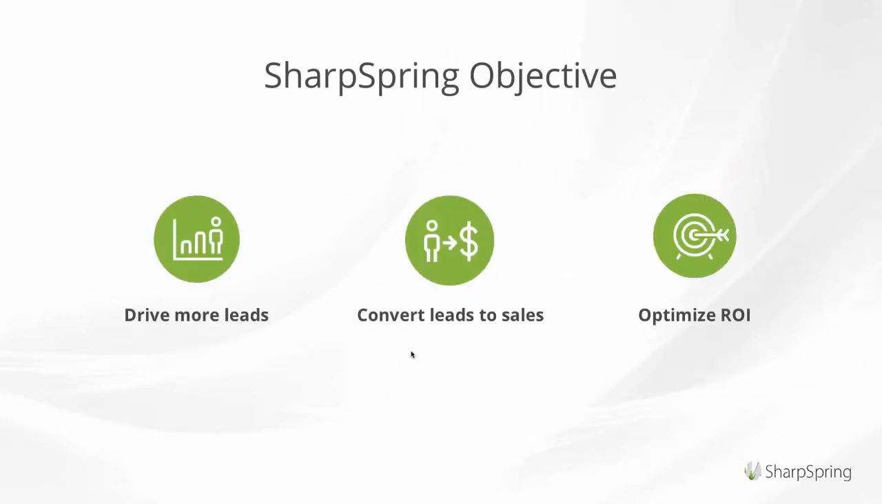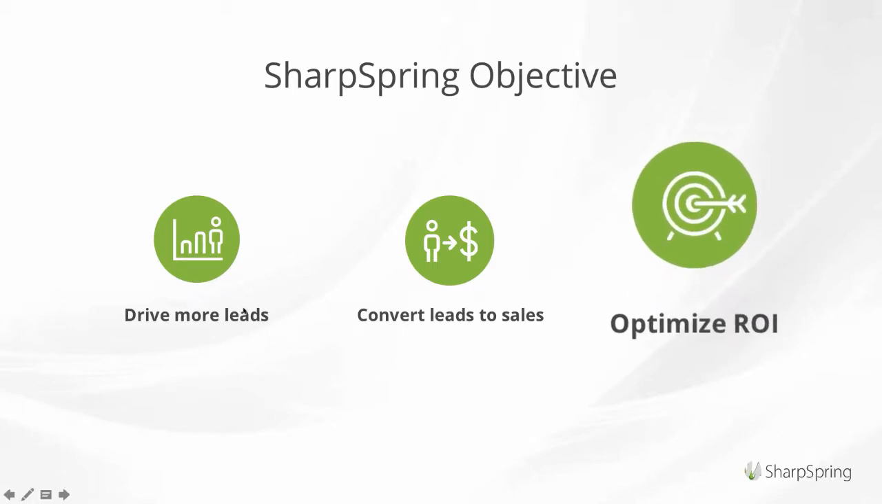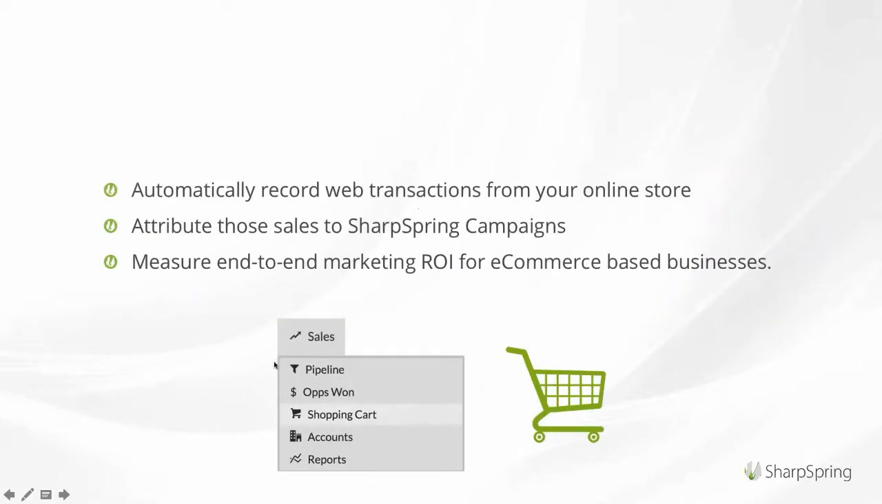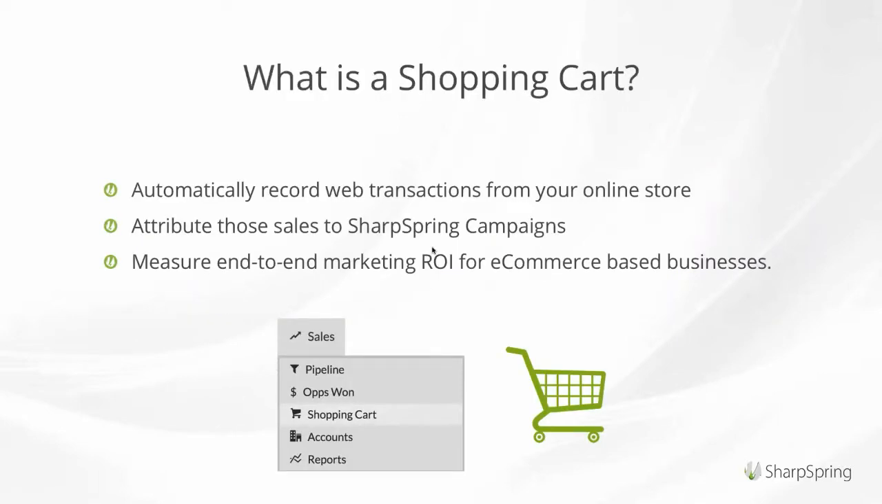So again, the SharpSpring objective that we like to point out throughout all of our webinars here is that we really want to start out by driving more leads, by opening the top of our funnel, get those leads into some nurture campaigns, provide content to them that is relevant and engaging. So we're going to nurture those leads to convert them to sales. And then finally, today, we're going to be looking at optimizing ROI. So once we've basically got someone to the point of a sale, how can we look back at our processes and improve upon them? So what is a shopping cart?